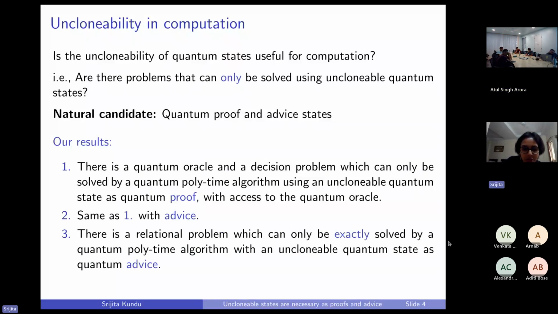Yeah. So let me just state the third result, then I'll start explaining what proofs and advice are. The third result is that there is a relational problem, so not a decision problem in this case, that can only be solved exactly by a quantum polynomial-time algorithm, only using unclonable quantum states as advice. So this result is not with respect to an oracle, but it's for relational problems instead of decision problems, and now it's also for exact quantum computation instead of bounded error as with the first two results.